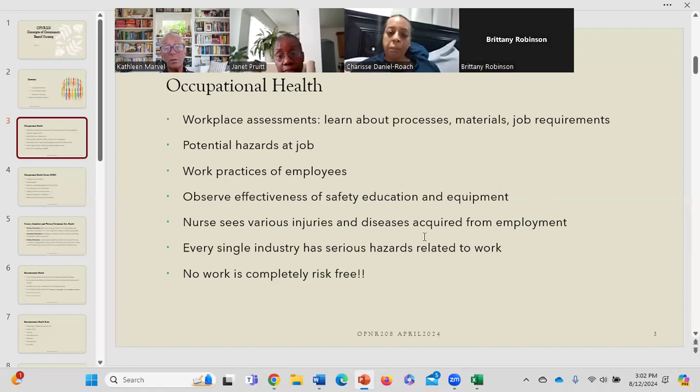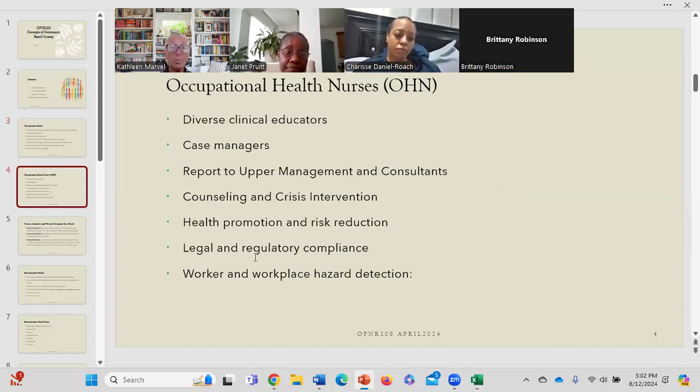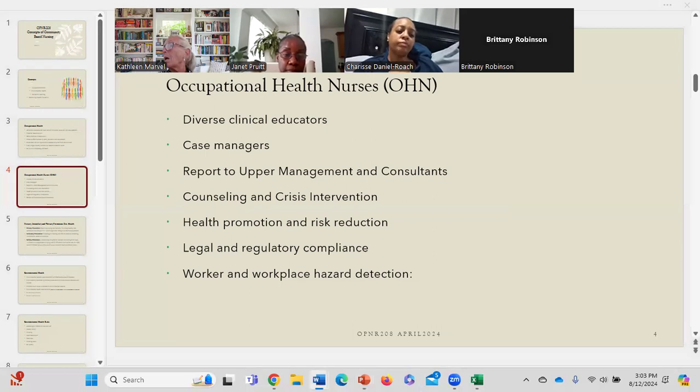Nurses will also see various injuries and diseases acquired from employment. Every single industry has serious hazards related to work, and really no work is completely risk-free. We talked about the roles in our module reading: clinical educators, case managers. Typically, occupational nurses report to upper management and consultants. And there are occupational nurses that also work in big healthcare insurance companies to monitor all of this. Counsel and crisis intervention, health promotion risk, legal and regulatory, worker and workplace hazard detection.